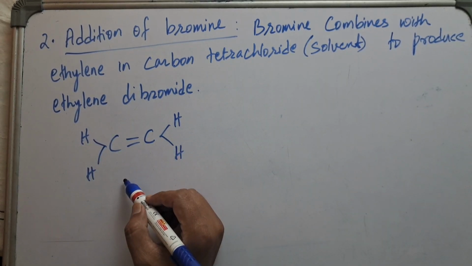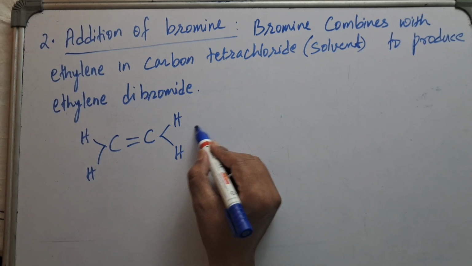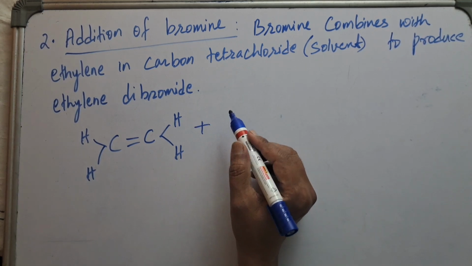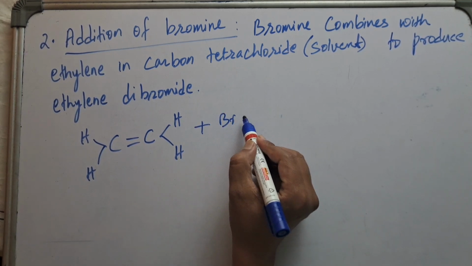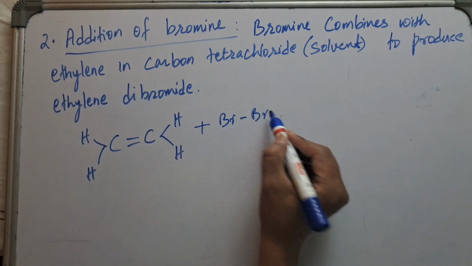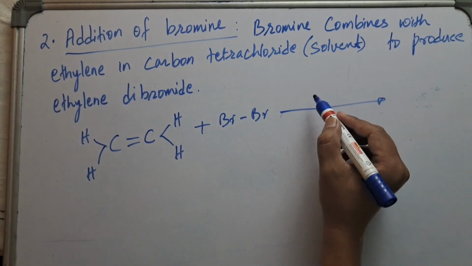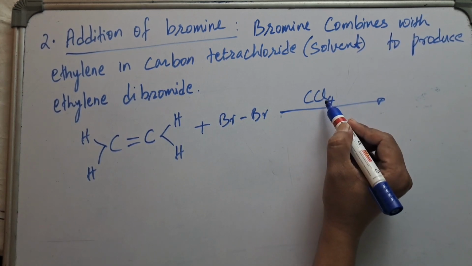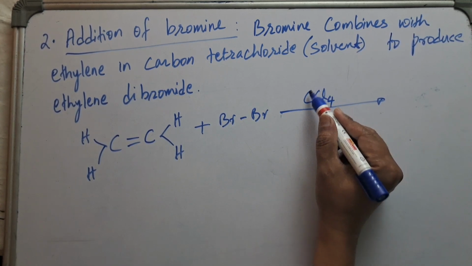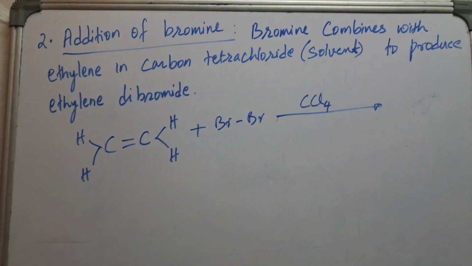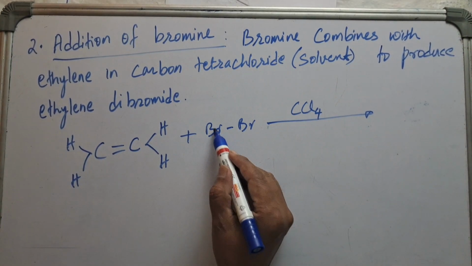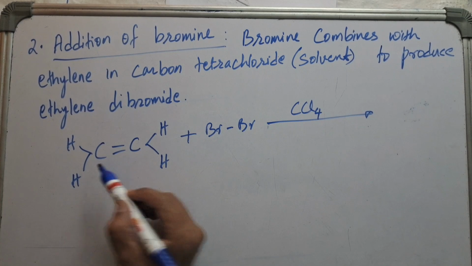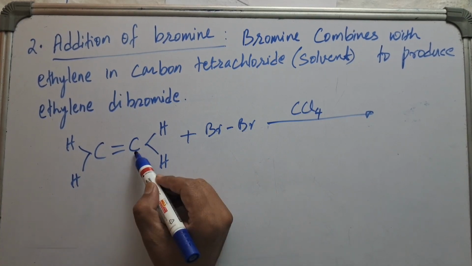This is the structural formula for ethylene, isn't it? Ethylene combines with bromine. Bromine means Br2. Okay, so Br single bond Br, and the catalyst used here is CCl4 solution. CCl4 means carbon tetrachloride. Now this bromine attaches to this carbon atom, and this bromine atom attaches to this carbon atom.